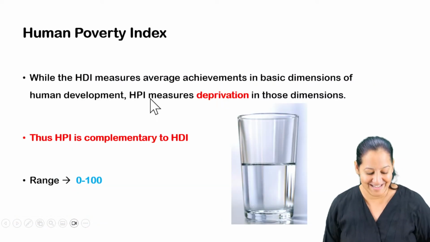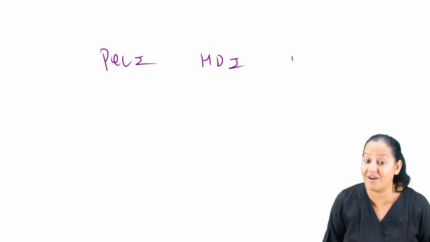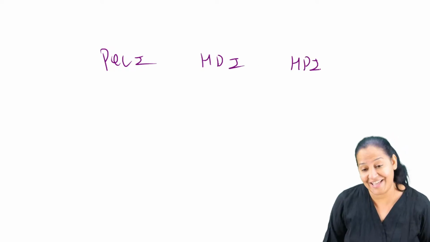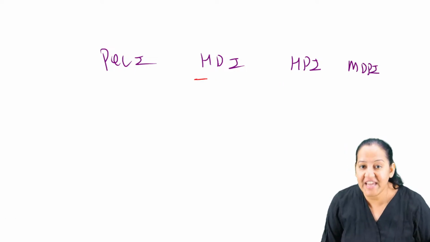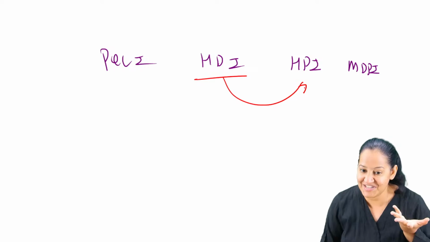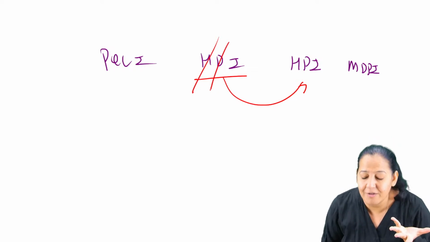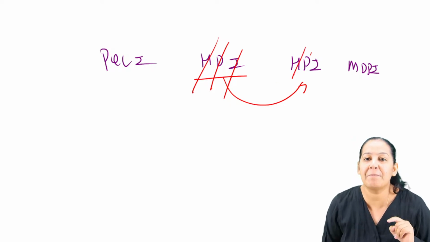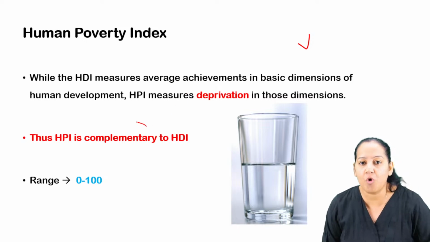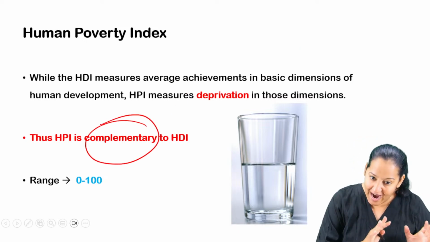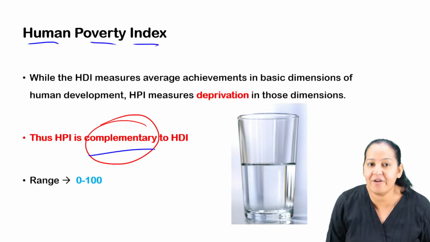Can I come to the third one? We are done with PQLI. We are done with HDI. Now I'm starting the third one, HPI, followed by the last one, MDPI. So what is HPI? What is HDI? It is the opposite of that. First you understand HDI: Human Development Index. So this is the Human Poverty Index. Okay, so it is the opposite. You can say it is complementary to HDI. So HPI, the Human Poverty Index, is complementary to HDI.